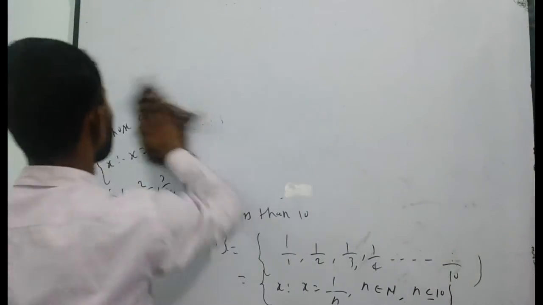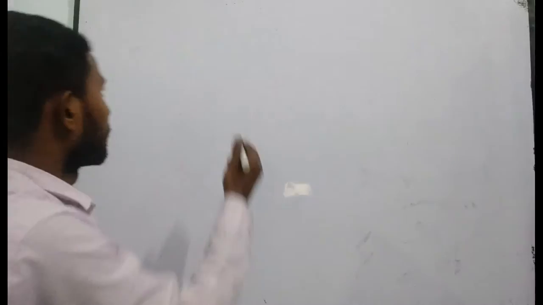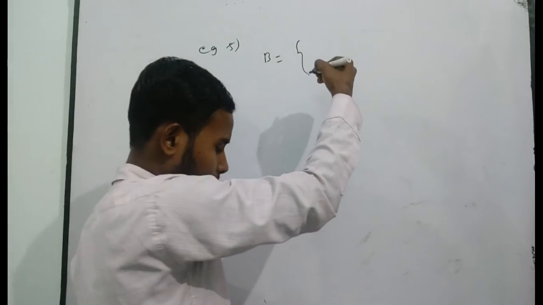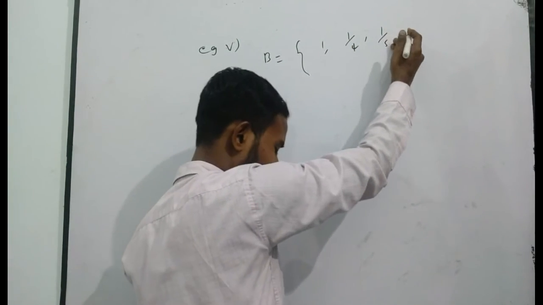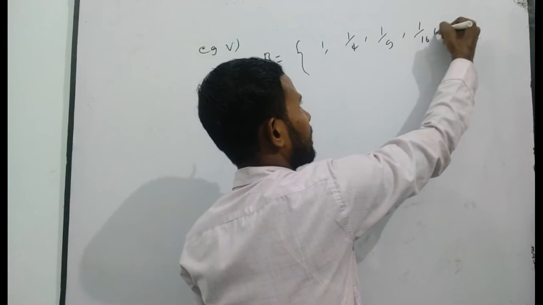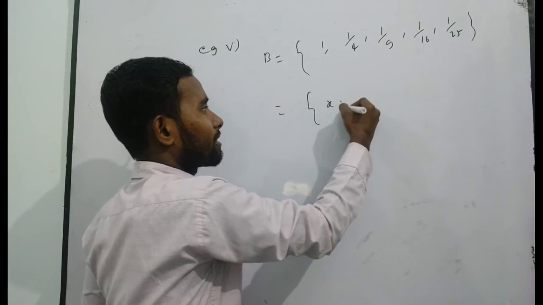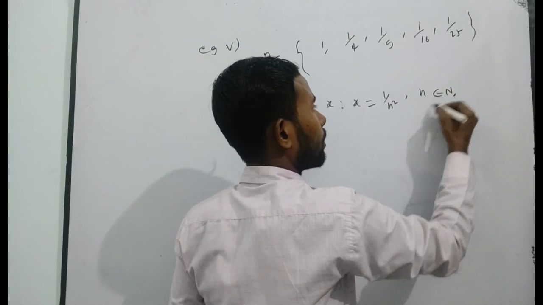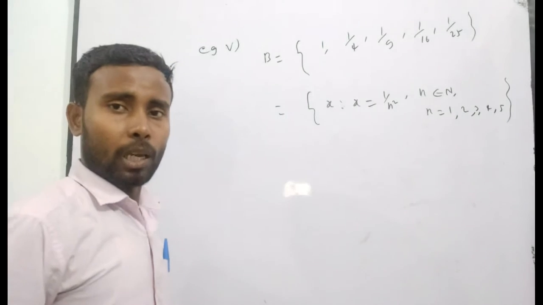Example 5 for you. Given that B is equal to {1, 1/4, 1/9, 1/16, 1/25}. It is just like {x such that x = 1/n², where n belongs to the natural numbers and n = 1, 2, 3, 4, 5}. Have you understood?